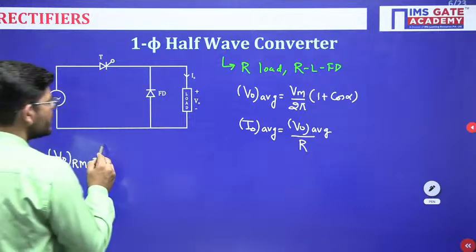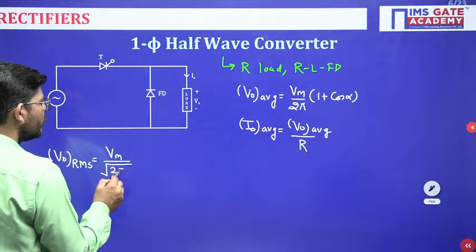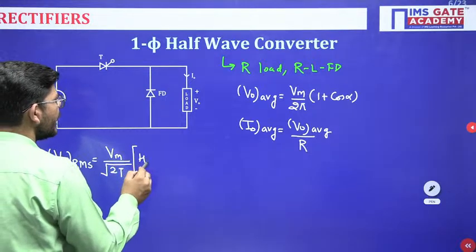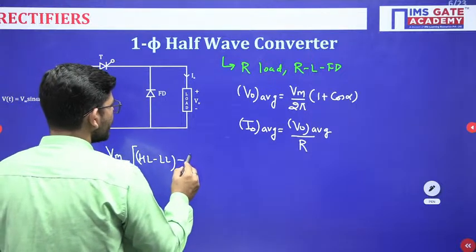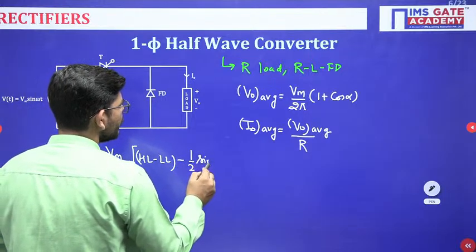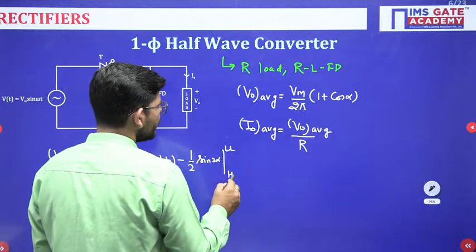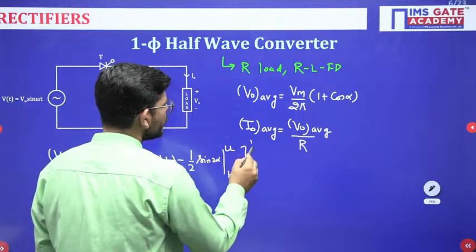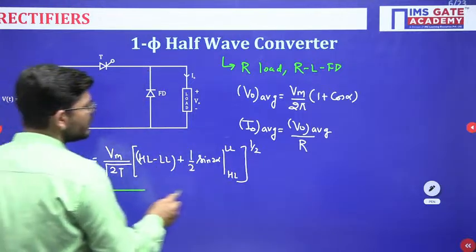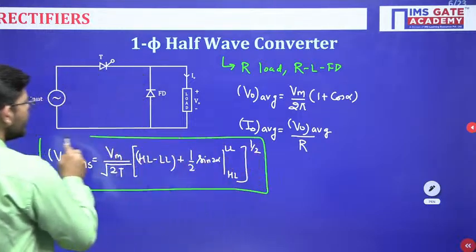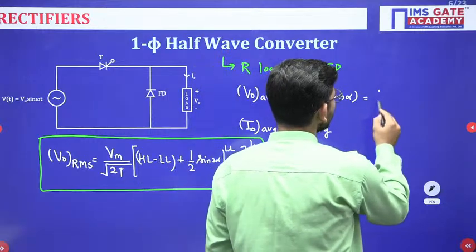So for the RMS value, you will write Vm over under root 2 into time period, then high limit minus low limit, then 1 by 2 sine 2 alpha, putting the lower limit first and then the higher limit, whole to the power 1 by 2. That is the formula you must use to calculate the RMS value, because we know the limits and time period.